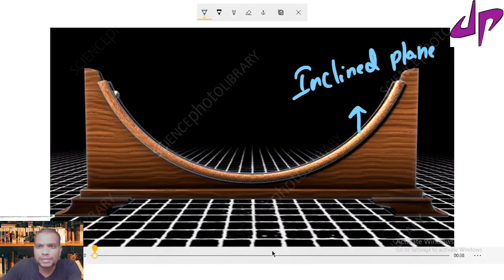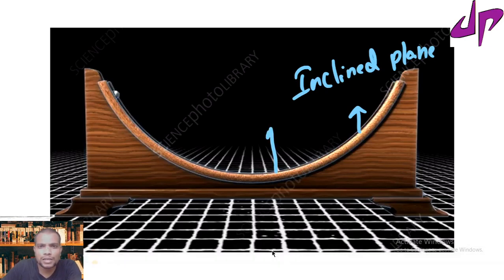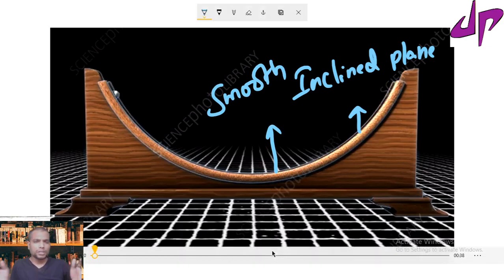For a moment, consider a very smooth inclined plane. Very smooth means if you drop something, the object just slips. There is no friction on that plane. So this plane is known as a smooth inclined plane.